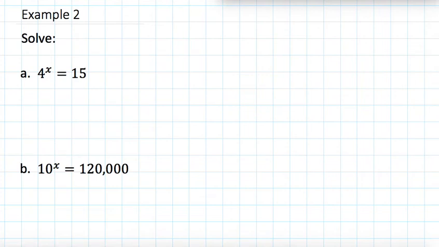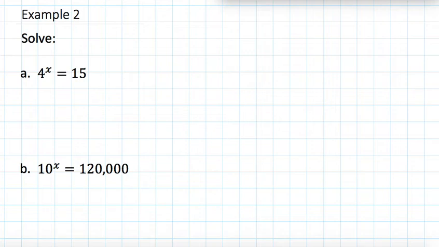So next we're going to look in actually section 9.5 at example 2. This is solving some exponential equations, and we're going to use logs to help us solve these equations. So looking at part A, I can already tell that this is not going to be a nice whole number answer because I know that 4 squared is 16, but there's no power that you can raise 4 to that'll equal 15 exactly.